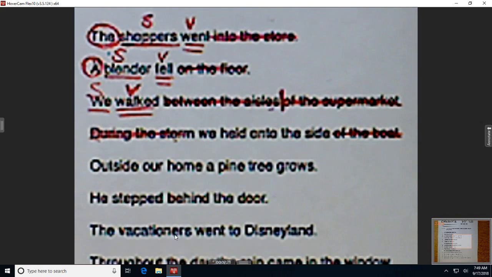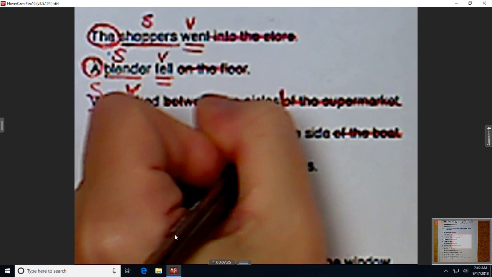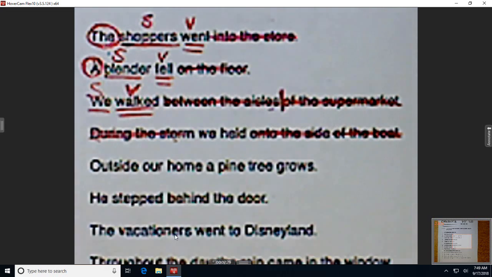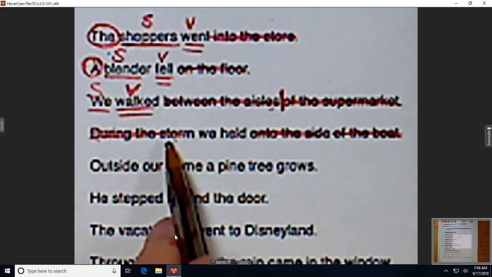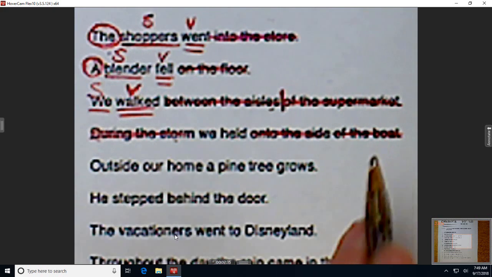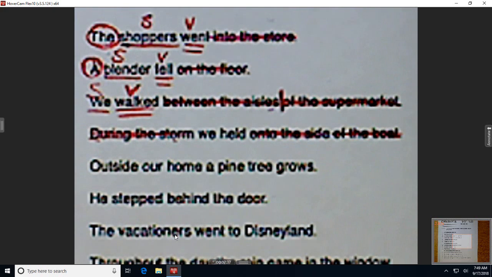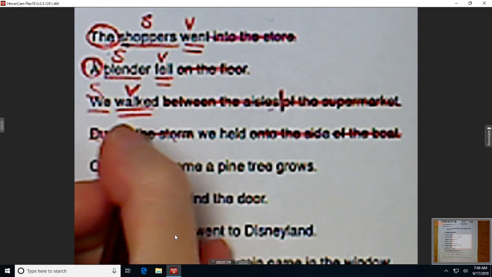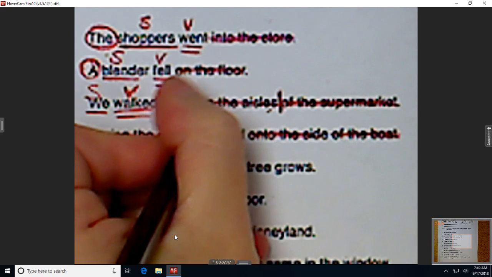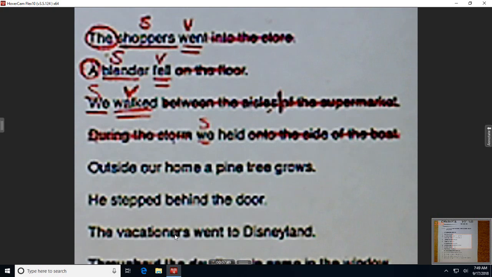You're close. Alex? Onto the side. So I have 3 prepositional phrases: during the storm, onto the side, of the boat. Do I have an a, an, or the left in here? Nope. Okay, so now I'm on to subject. Who or what is this sentence about? We. And what's my verb? Held.